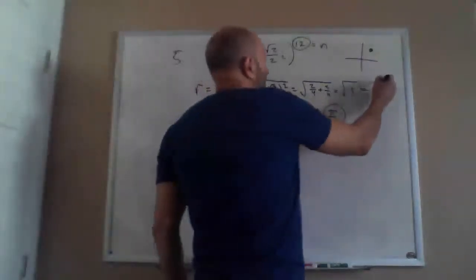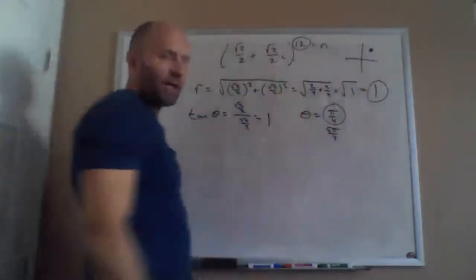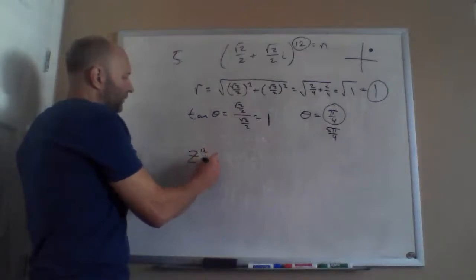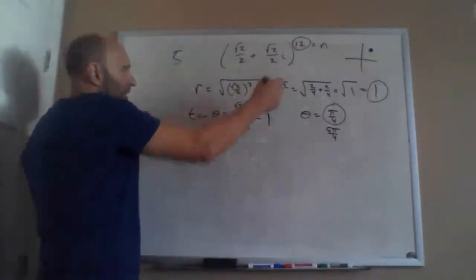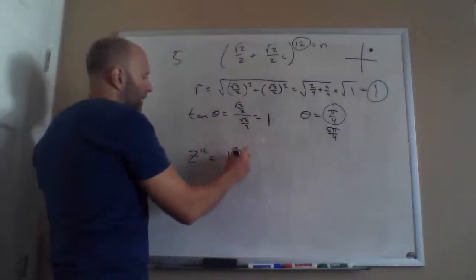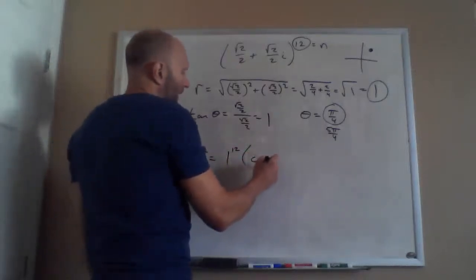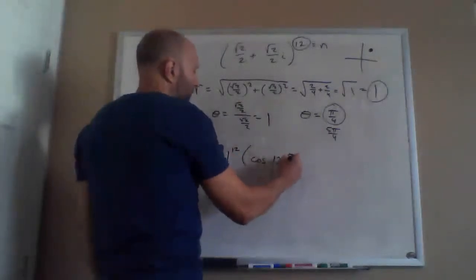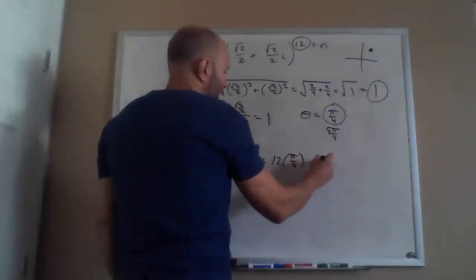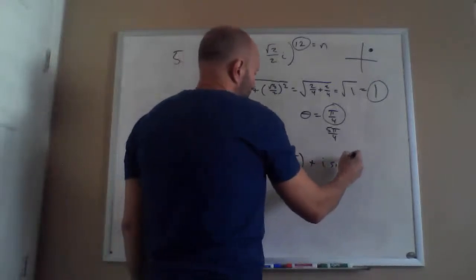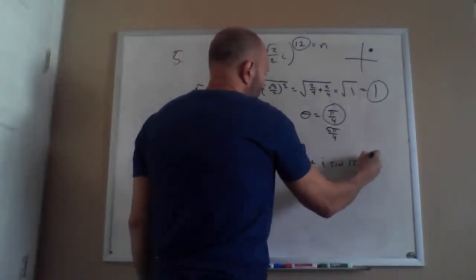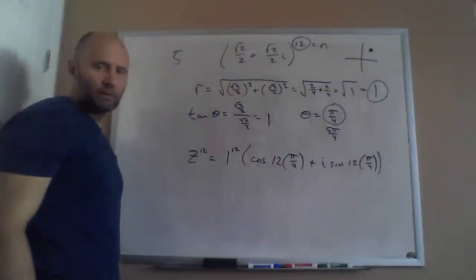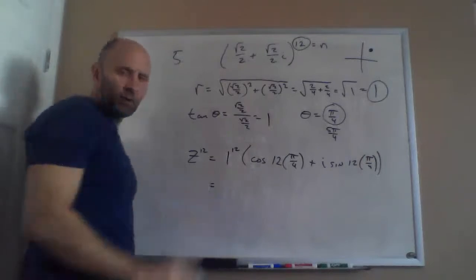So now I have my r, I have theta, and I have n. So by De Moivre's theorem, z to the 12th in this case is going to be r, 1 to the 12th power, cosine of n, 12, times theta, pi over 4, plus i sine of 12 times pi over 4. So simple. So any questions so far?